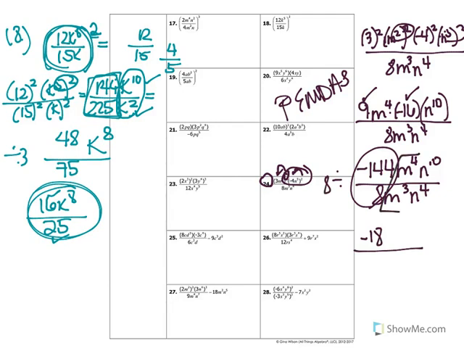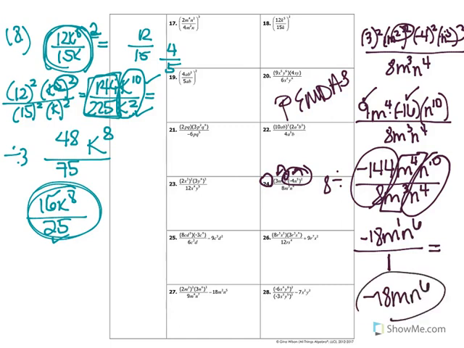Between my m's, you have m to the 4th and m to the 3rd on the bottom. So when we subtract, I'm left with 1m up top. And then you have n to the 10th times n to the 4th. When we subtract those, you're left with n to the 6th. And notice on the bottom, I'm left with 1. I don't have to rewrite that, so my final answer in this case is just negative 18m n to the 6th here. Okay. All right, then I wanted to do a doozy with you.